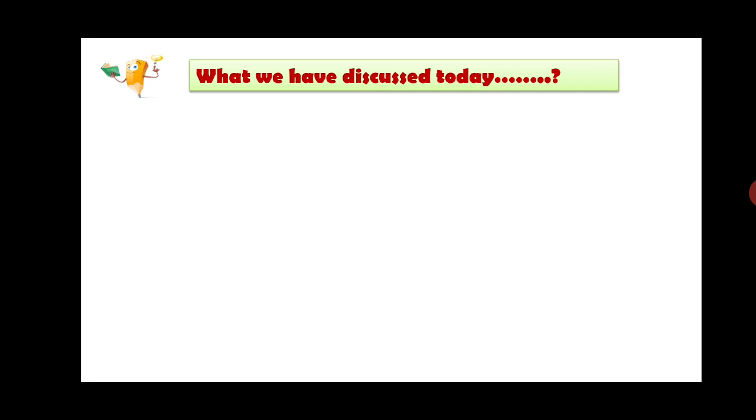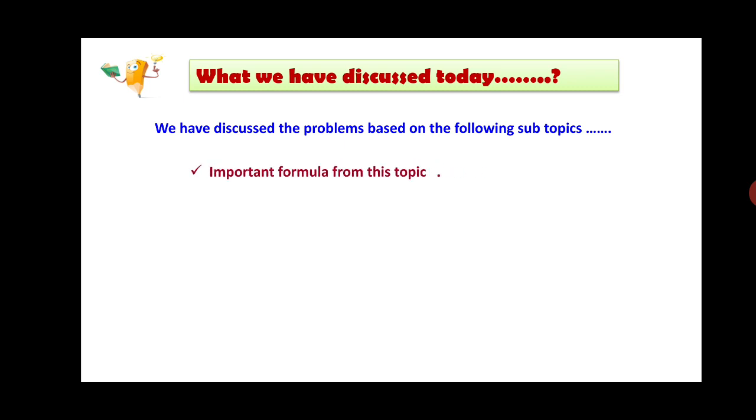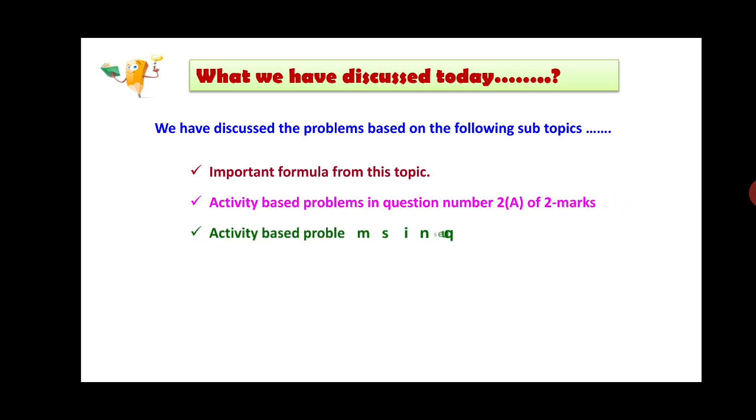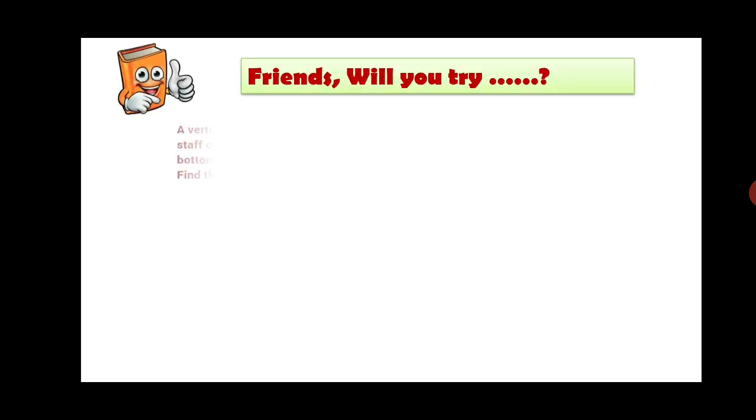Friends, I think you understood all the problems. So what we discussed today is the problems based on the following subtopics of this chapter. That is, the important formulas we saw, then activity based problems in question number 2 and 3 for 2 marks, question number 3a for 3 marks, and the problems that are based on question number 4 and 5. So you have to try these problems.